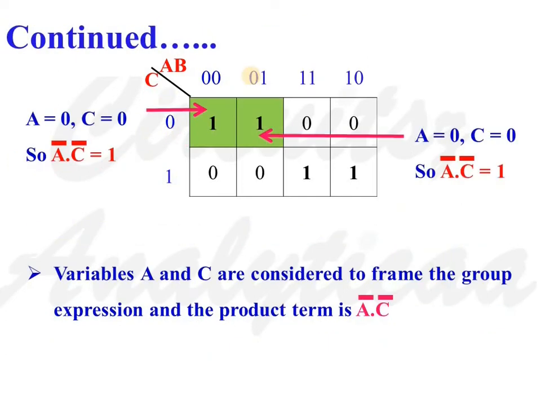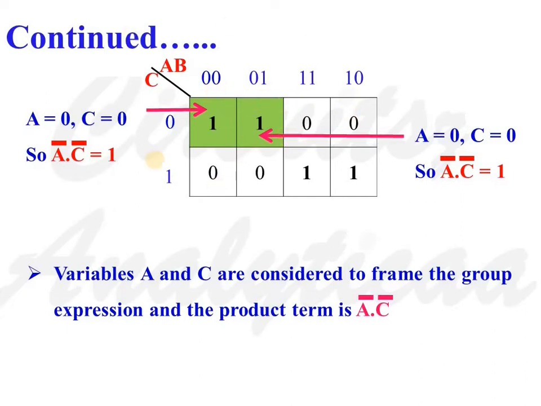To frame the expression for the product term, we have to consider those variables which are same for all the cells in the group. So in this group, there are 2 cells. For these 2 cells, value of A and value of C is same. So when we write an equation for the product term, we have to include variables A and C in this case. And B is not included as value of B is different.